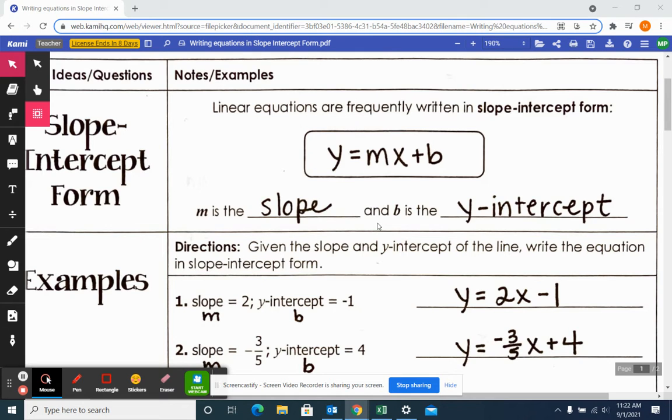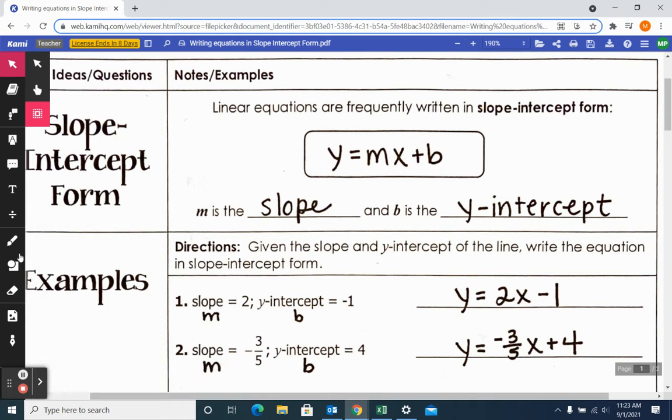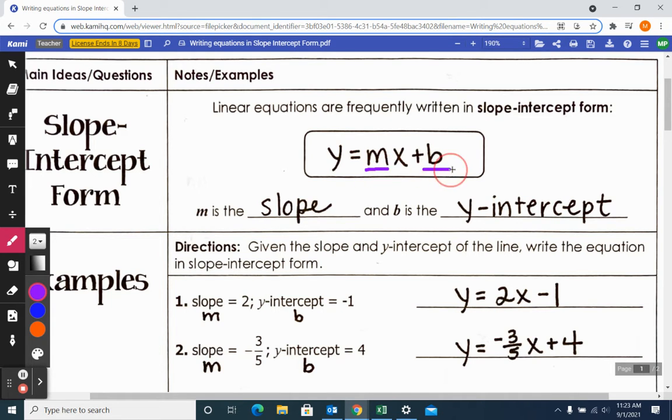Okay, so slope-intercept form. That's what we're going to work on today. We're going to write equations given the slope and the y-intercept, and then we're going to find it on a graph and then write an equation. This is something that you're already familiar with from Algebra 1, but we are going to go ahead and review. Linear equations are frequently written in slope-intercept form, which is y equals mx plus b, where m is the slope and b is the y-intercept.